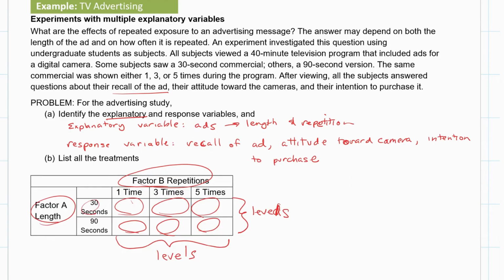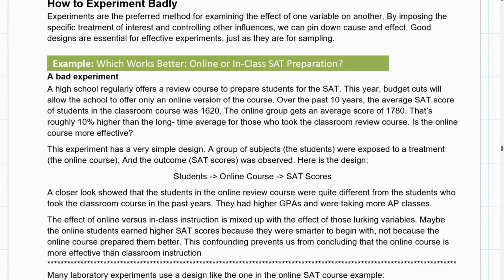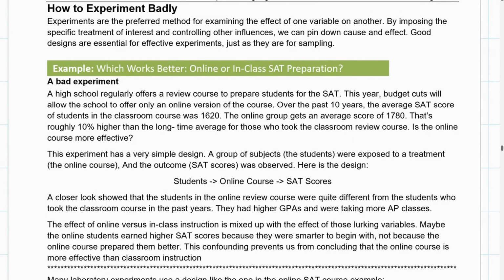All right, moving on. How to experiment badly. So we know that experiments are the way we're going to try to get at cause and effect relationships, but not all experiments. It's not just the imposition of a treatment that makes an experiment good enough to establish causality.